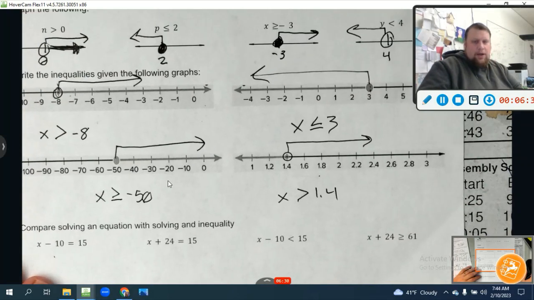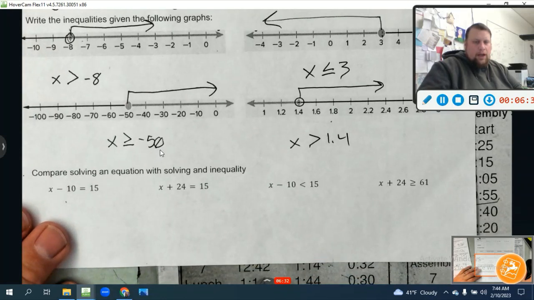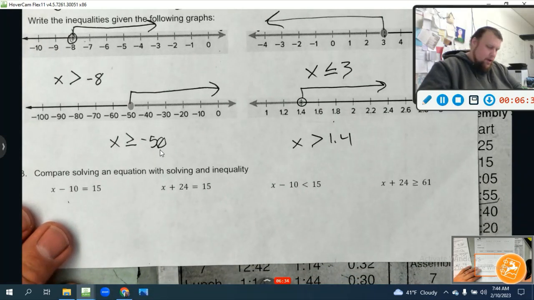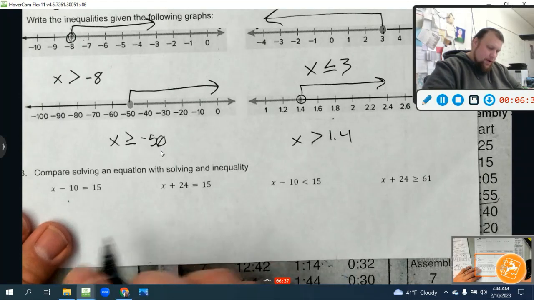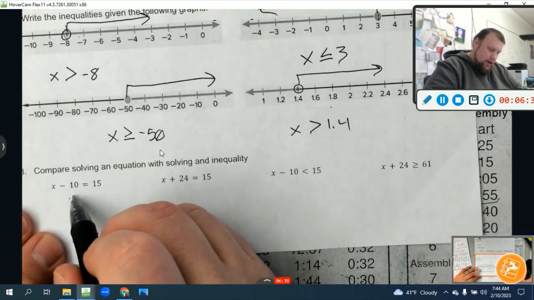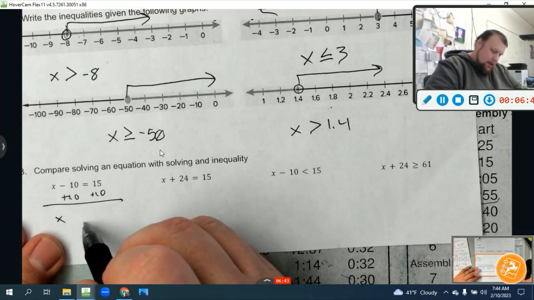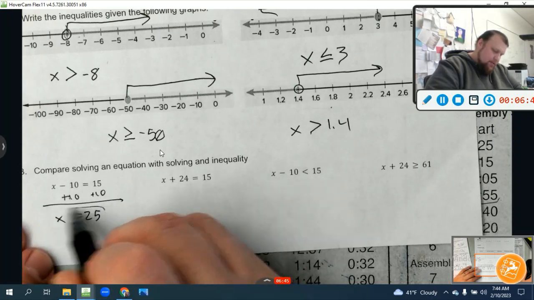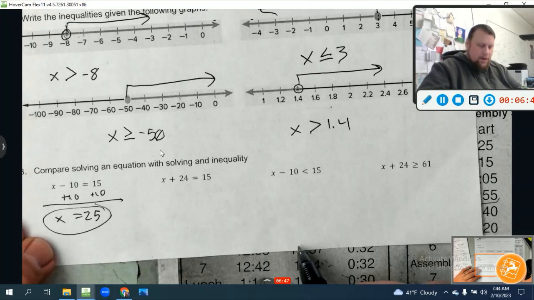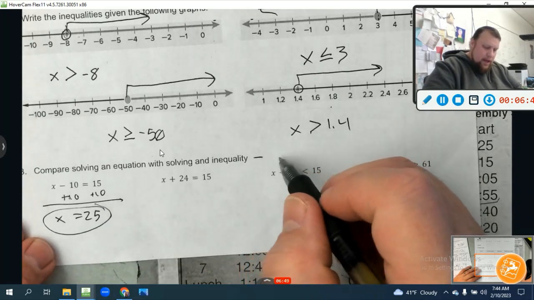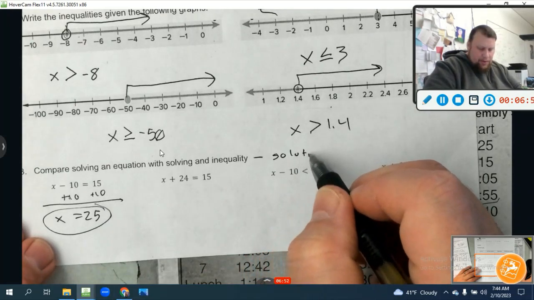Now I want to talk to you about the differences between solving an inequality and solving an equation, okay? If I were to solve this equation right here, x minus 10 is 15, I add 10 to both sides. I get x equals 25. So this gives me a specific number that x equals. Inequalities give us a solution region.